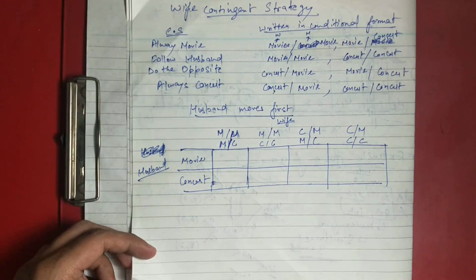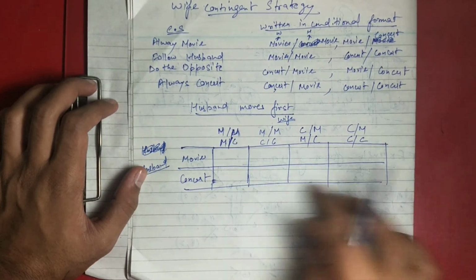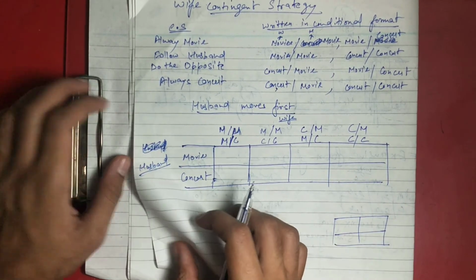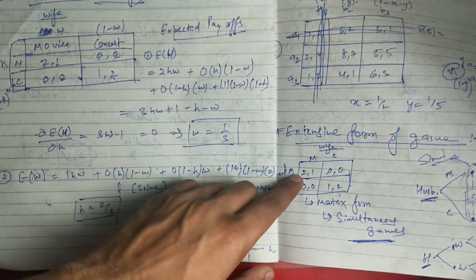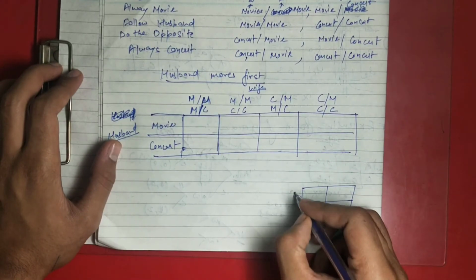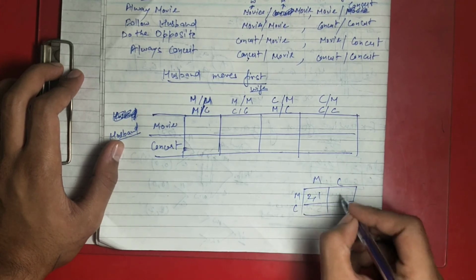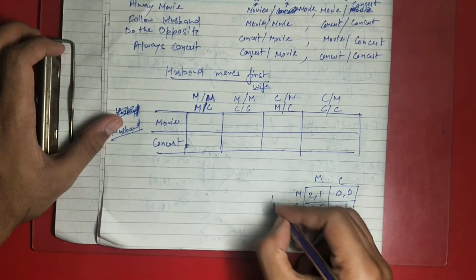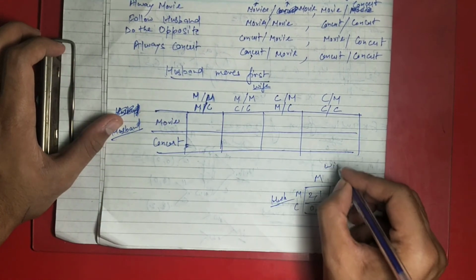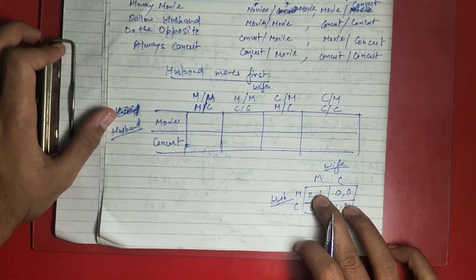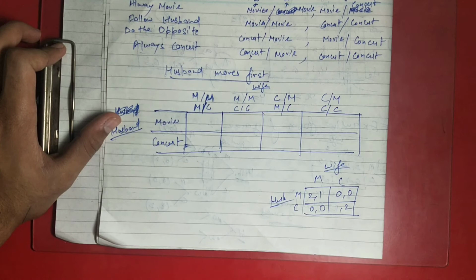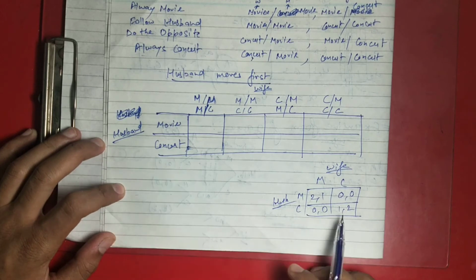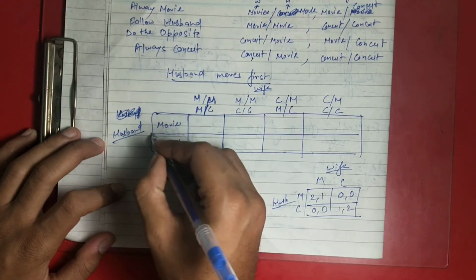Okay, so now we have to fill out these grids. I'm writing the payoff matrix again. It's 2 1, 0 0, 0 0, 1 2, with husband and wife. So this is the payoff matrix I have drawn. We will now just fill out all the grids we have drawn.